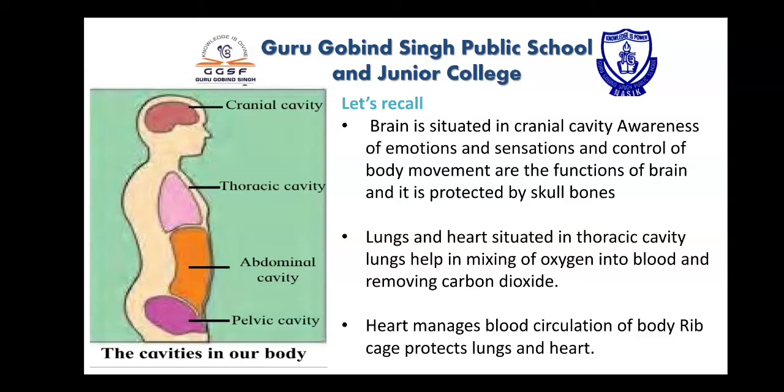Lungs help in mixing oxygen into blood and removing carbon dioxide. Heart manages blood circulation of the body. Rib cage protects lungs and heart. The next cavity is the abdominal cavity. In this cavity, the stomach is situated, and the last cavity is the pelvic cavity.